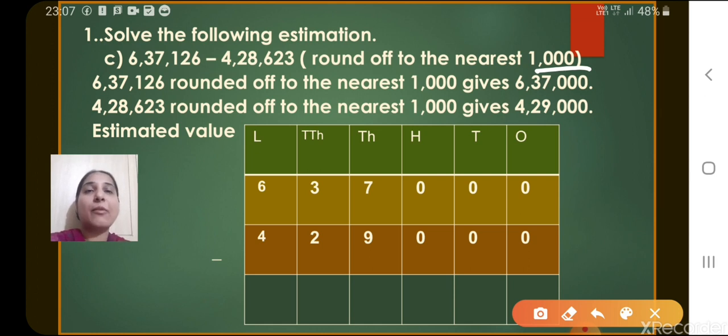So first we will round off the minuend, which is 6,37,126. Now because we have to round off to nearest 1000, to round it off to nearest 1000, we have to look at the digit at the hundreds place. So what is the digit at the hundreds place? You can see it is 1 here, which is less than 5. So what will be the round off? Yes, it will be 6,37,000.